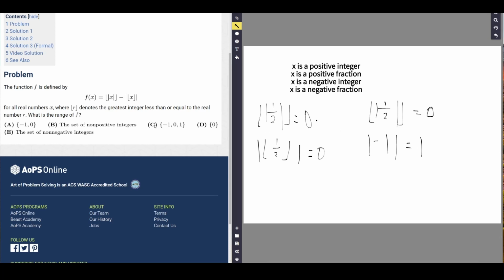So that means 0 minus 1 equals -1, which means that there's a case where the result of the function is -1, which means that the range of the function is {-1, 0}. That corresponds to answer choice A, so A is the correct answer.